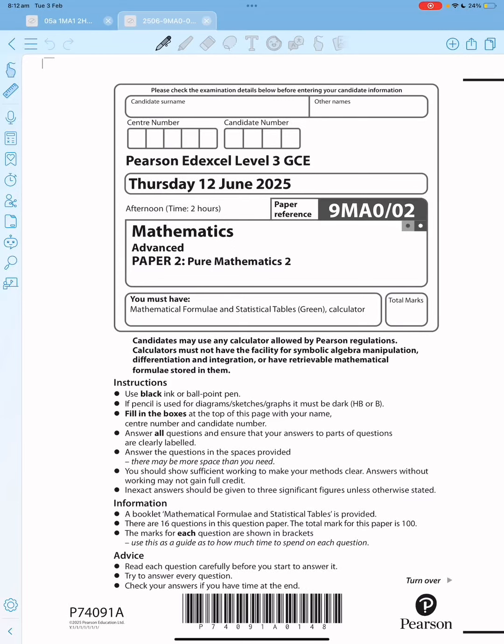Okay, so hello everybody. Today we're going to be doing another walkthrough of an A-level maths paper. This is the 2025 A-level maths paper 2, pure 2, but it's not the standard version, it's the modified version.